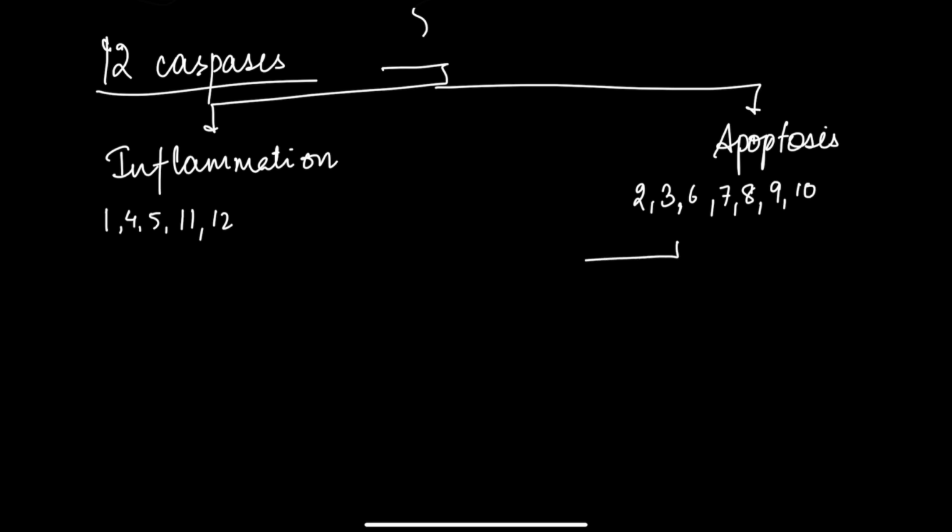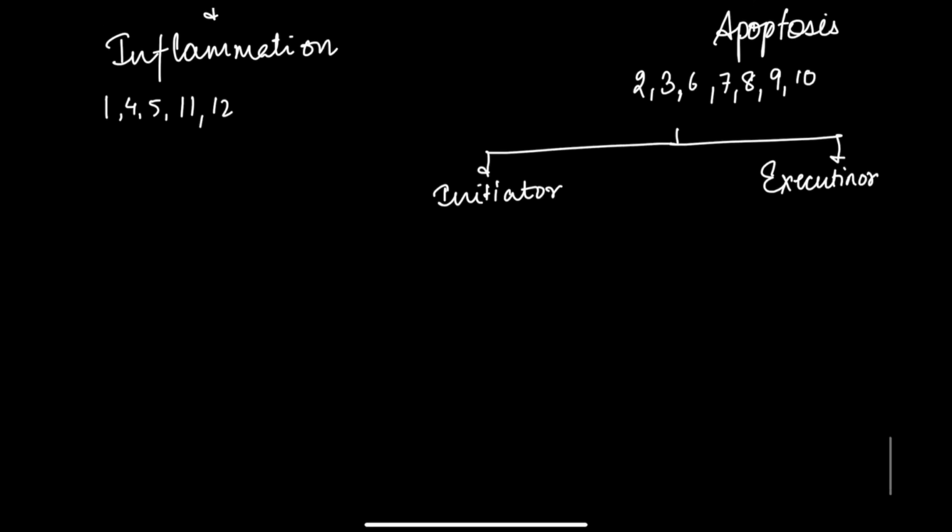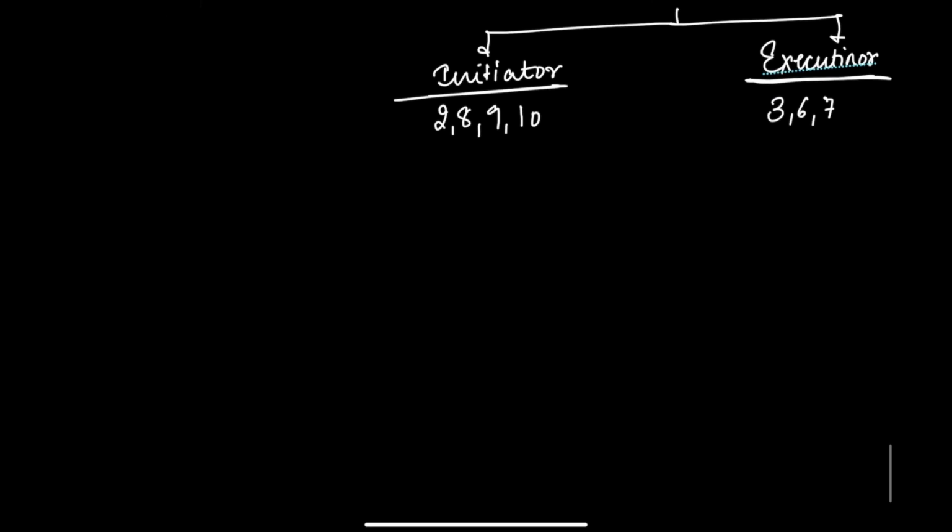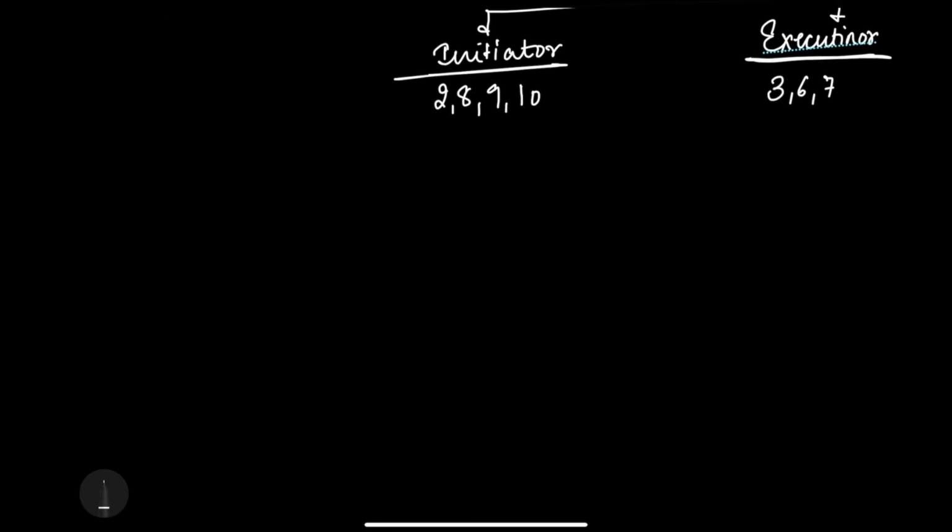In apoptotic caspases there are also two types: initiator and executioner, right? Initiators are 2, 8, 9, 10. Executioners are 3, 6, 7. You might know that initiator means to start the process of apoptosis, and executioner means they execute the entire process of apoptosis. Let me give you a brief overview of what happens exactly in the process, right?